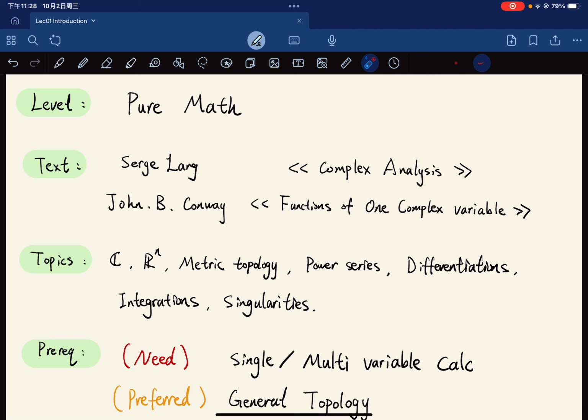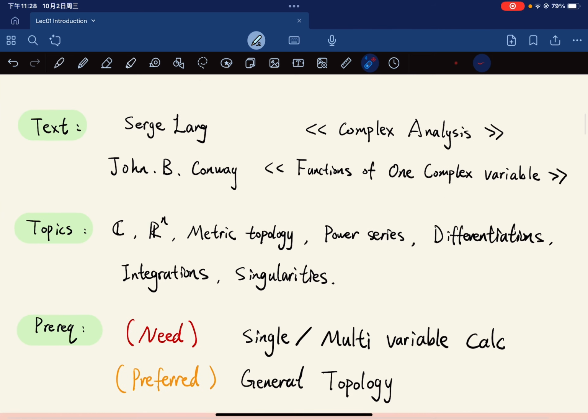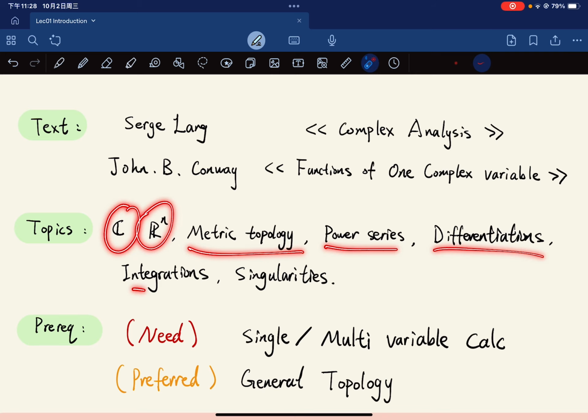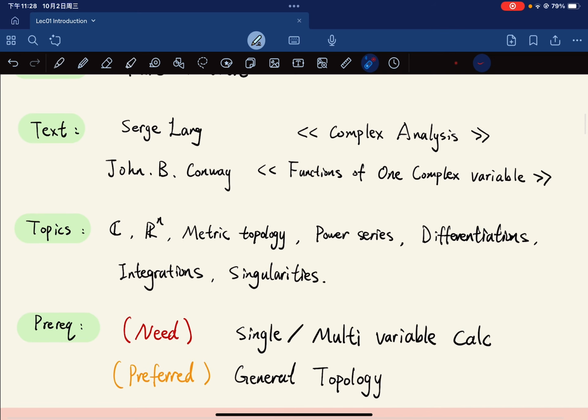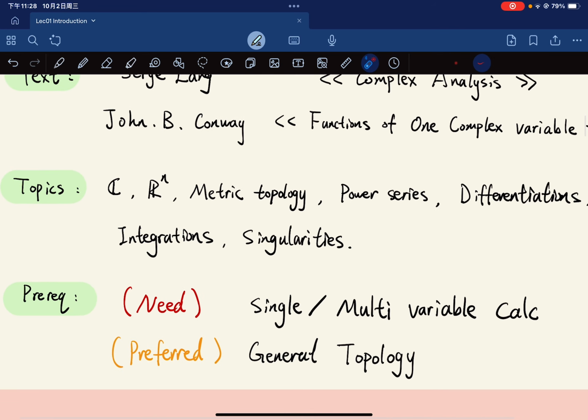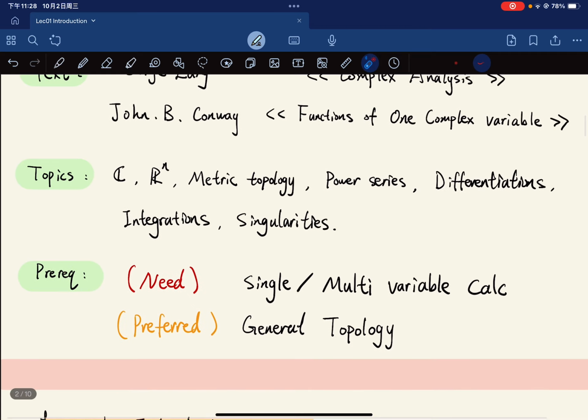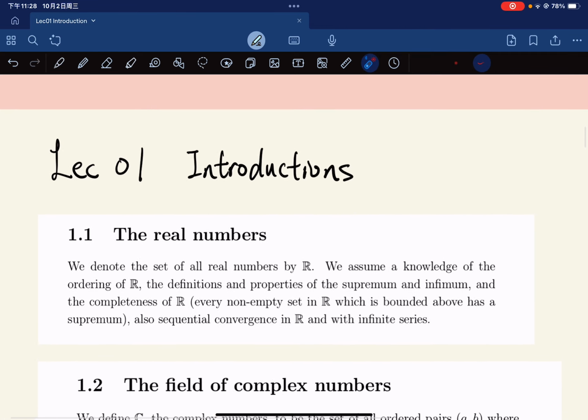The topics will be the complex field, the Euclidean space, the metric topology, power series, differentiation, integrations, and singularities. Okay, and as a prereq for this complex analysis, we definitely need single and multivariable calculus, and it's preferred if you know general topology. Okay, so the first lecture is on introductions.